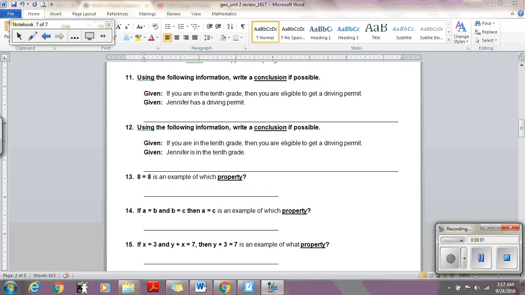Alright, so let's continue with number 11. Using the following information, write a conclusion if possible.